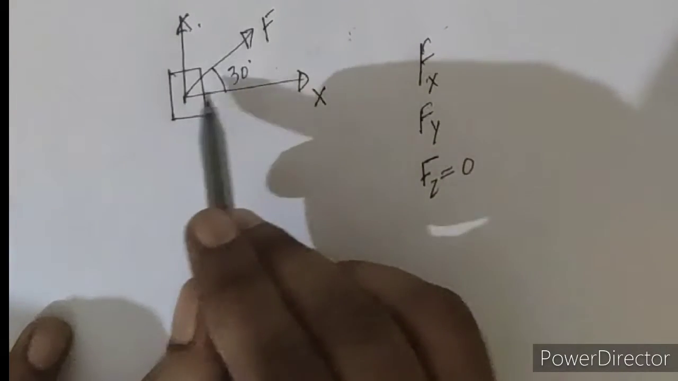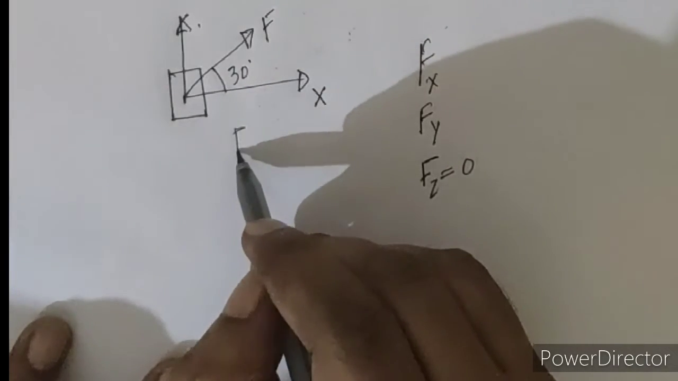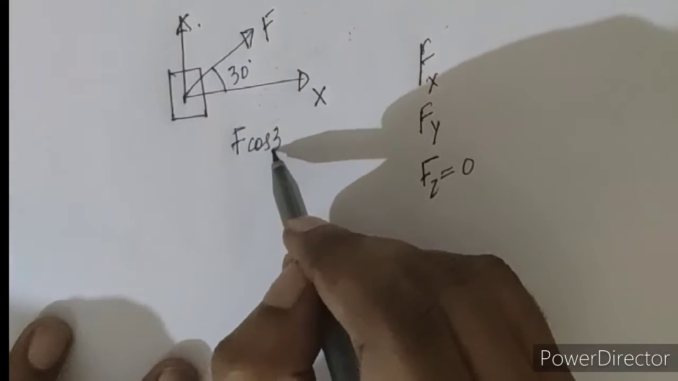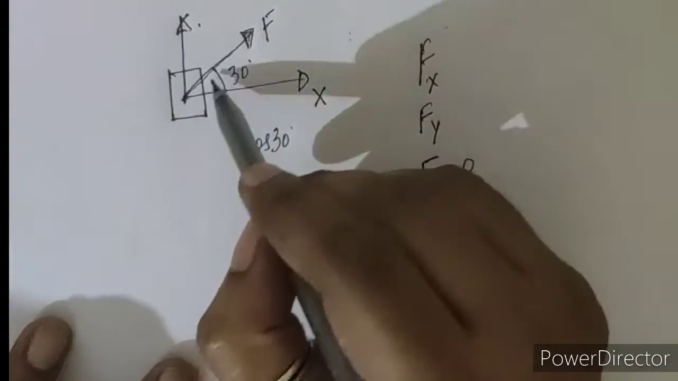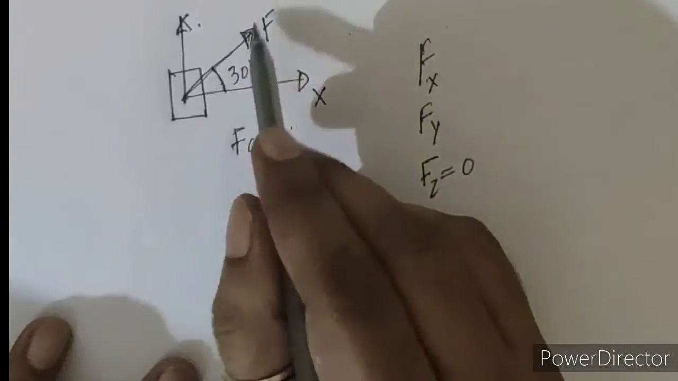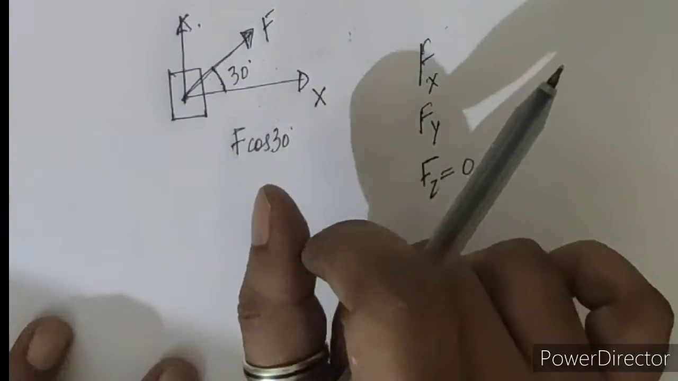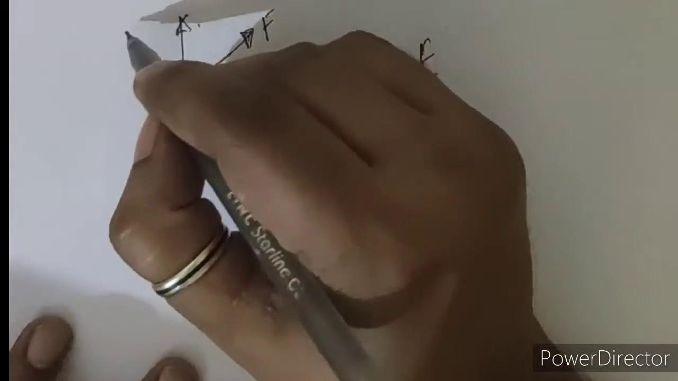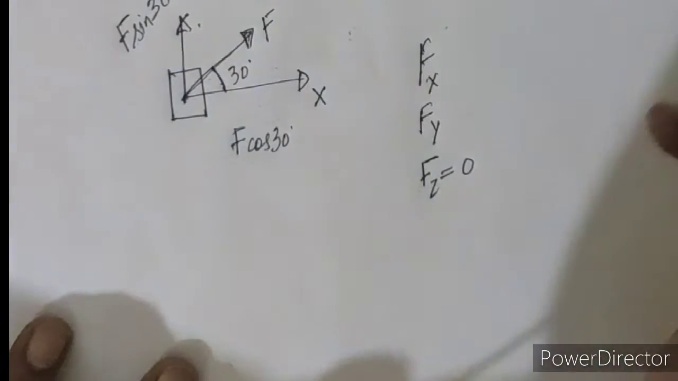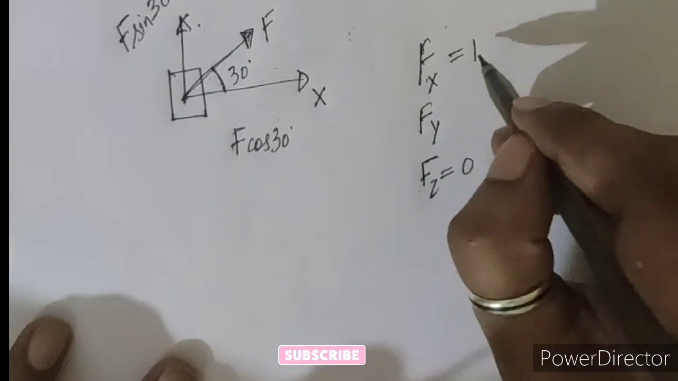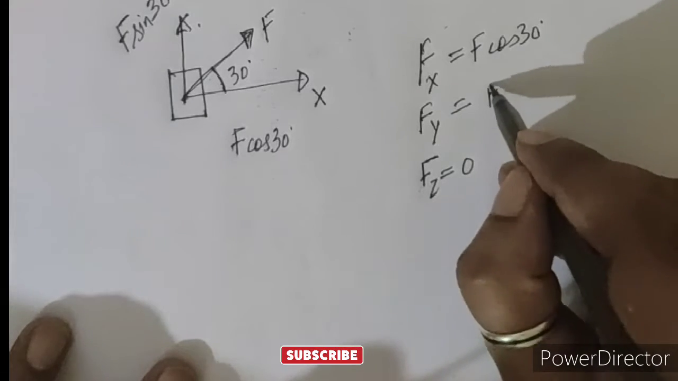So along the x axis, if we want to calculate the component, this will be F cos 30. Whenever we have a certain force at 30 degrees with the x axis, the component of this force along the x direction will be F cos 30 and along the y direction will be F sin 30. So Fx will be F cos 30 and Fy will be F sin 30.